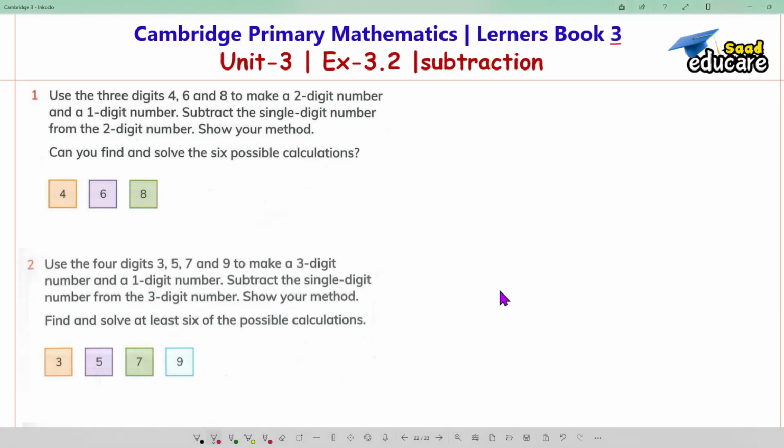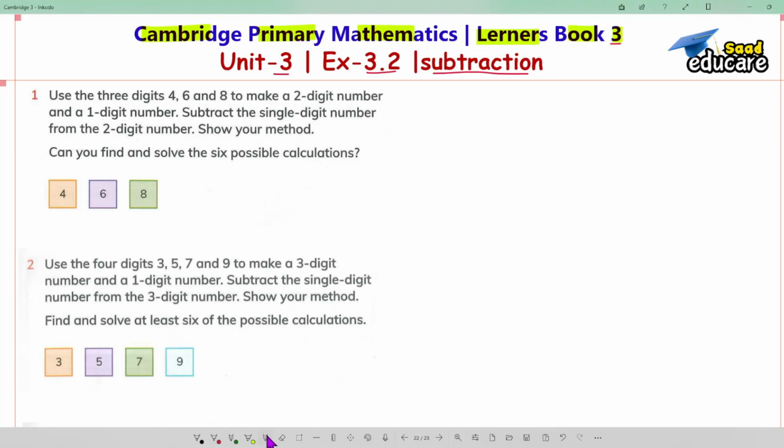Welcome to Sad Educare. We are starting a new video for Cambridge Primary Mathematics Learner's Book 3. Today we will start Unit 3, Exercise 3.2. Our topic is subtraction. Let's start.